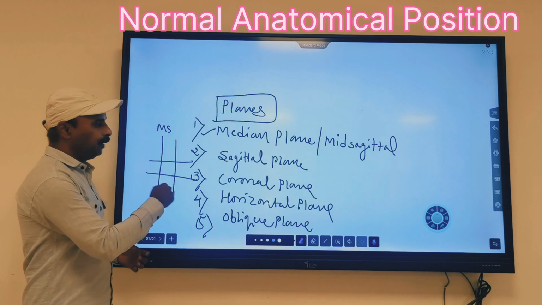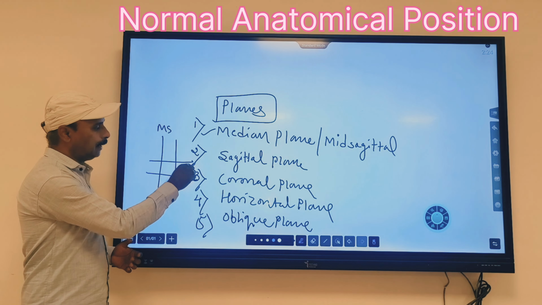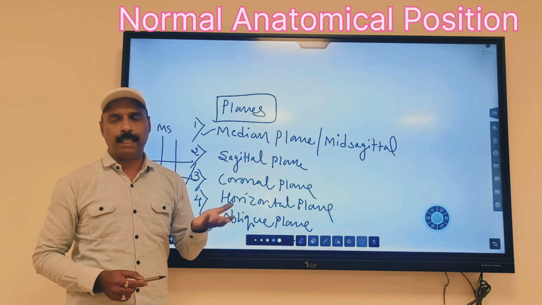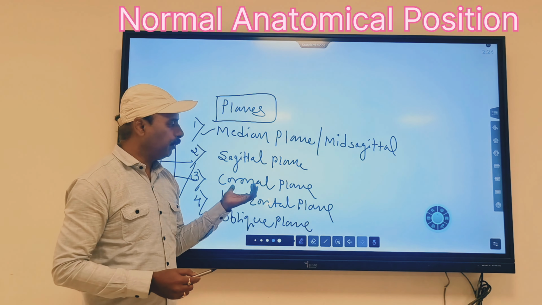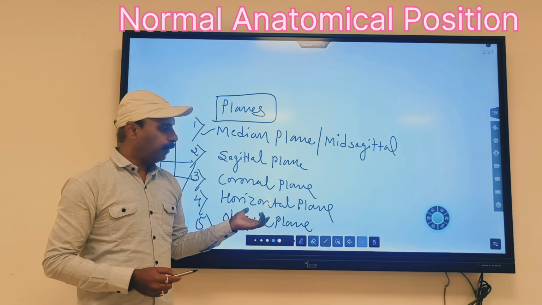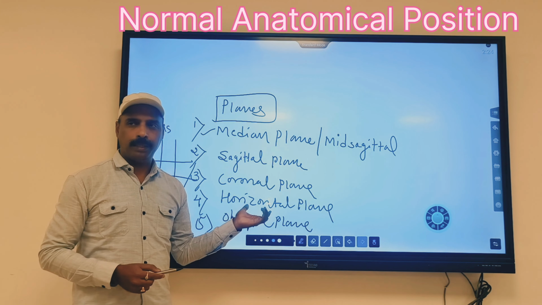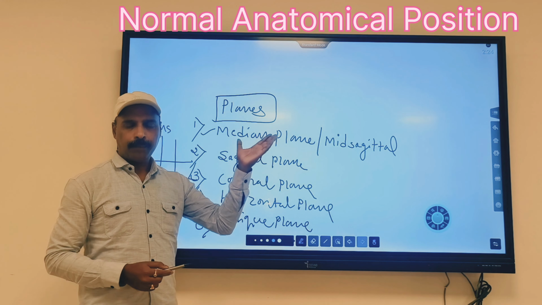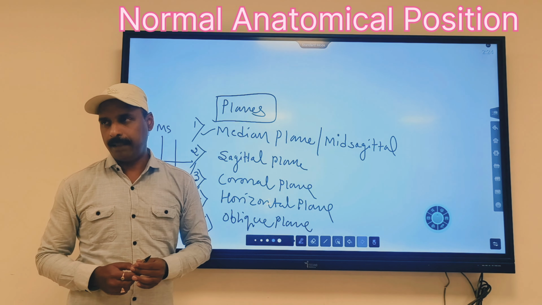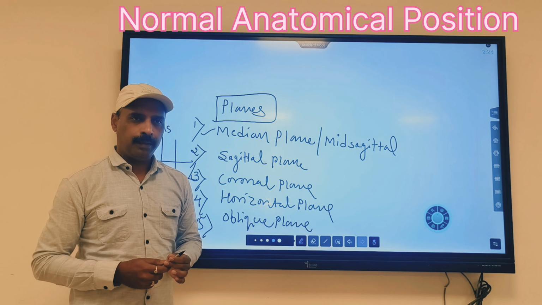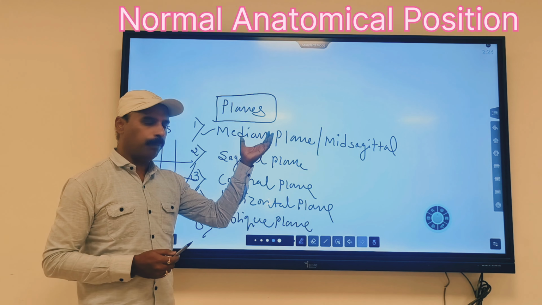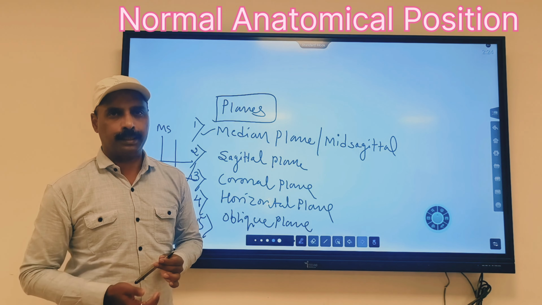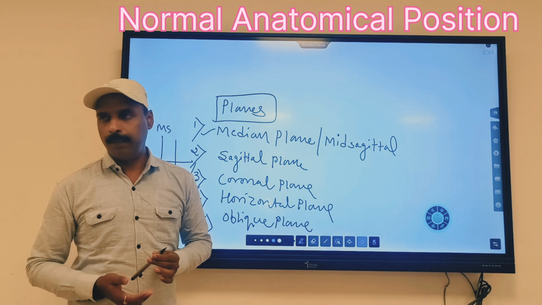The oblique plane is anything which does not fit the above and goes obliquely, not in the coronal, sagittal or mid-sagittal, and we call it an oblique plane. This oblique plane is also very important because some sections we take obliquely. The median plane is most important because according to it relations are studied, and different sections may be taken according to the position so that we can study the body. So this is what you have to remember: the anatomical planes and anatomical positions.